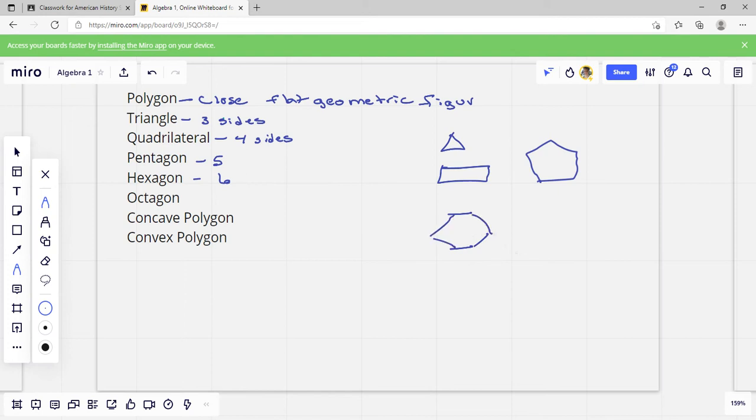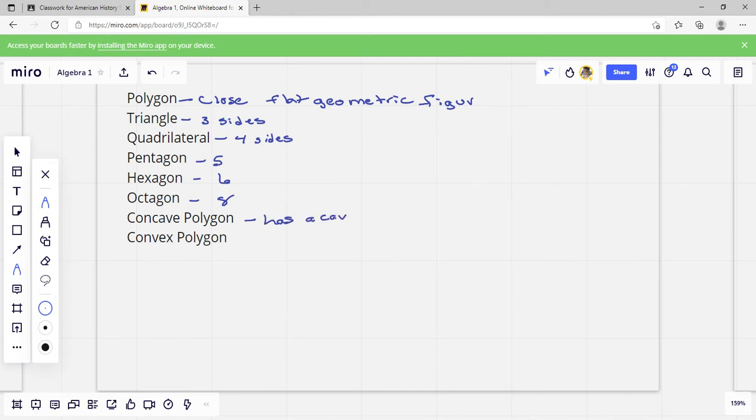Kind of like that. An octagon is 8. So that's like a stop sign. Alright. I can't draw all those because it's hard to draw with this pen tool. Alright. A concave polygon. Concave means it has a cave.